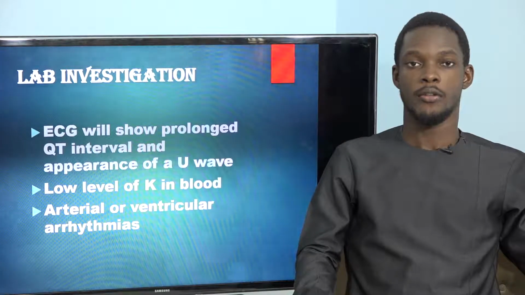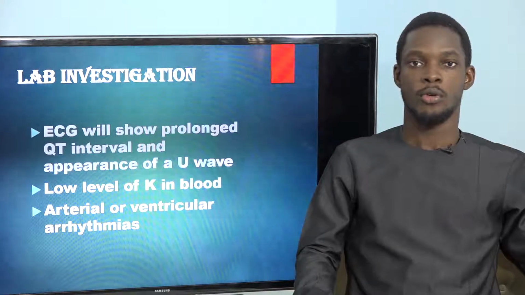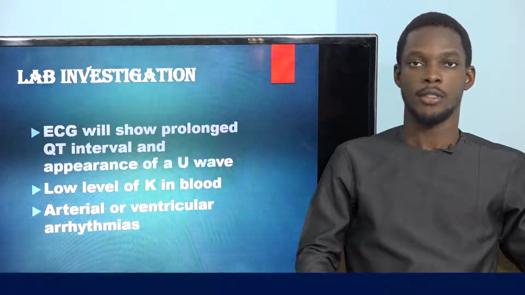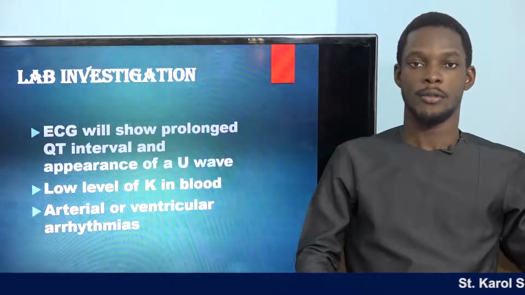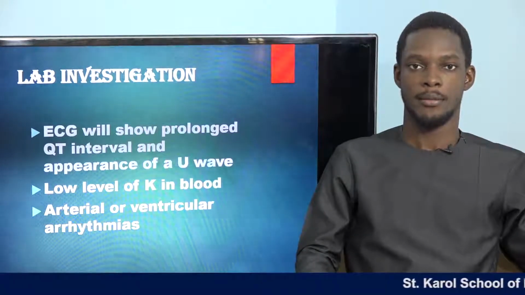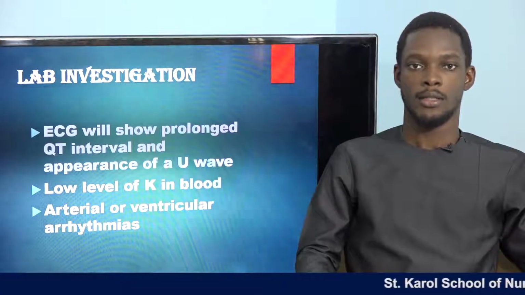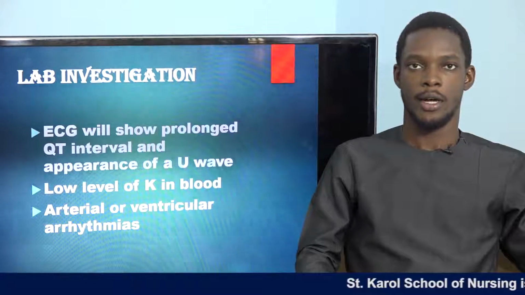Investigations will review the ECG, which will show a prolonged QT interval and the appearance of a U wave. Lab investigation of the serum will indicate a low potassium level, that is, a potassium level below 3.5 milliequivalents per liter. Clients will also show atrial and ventricular arrhythmias.